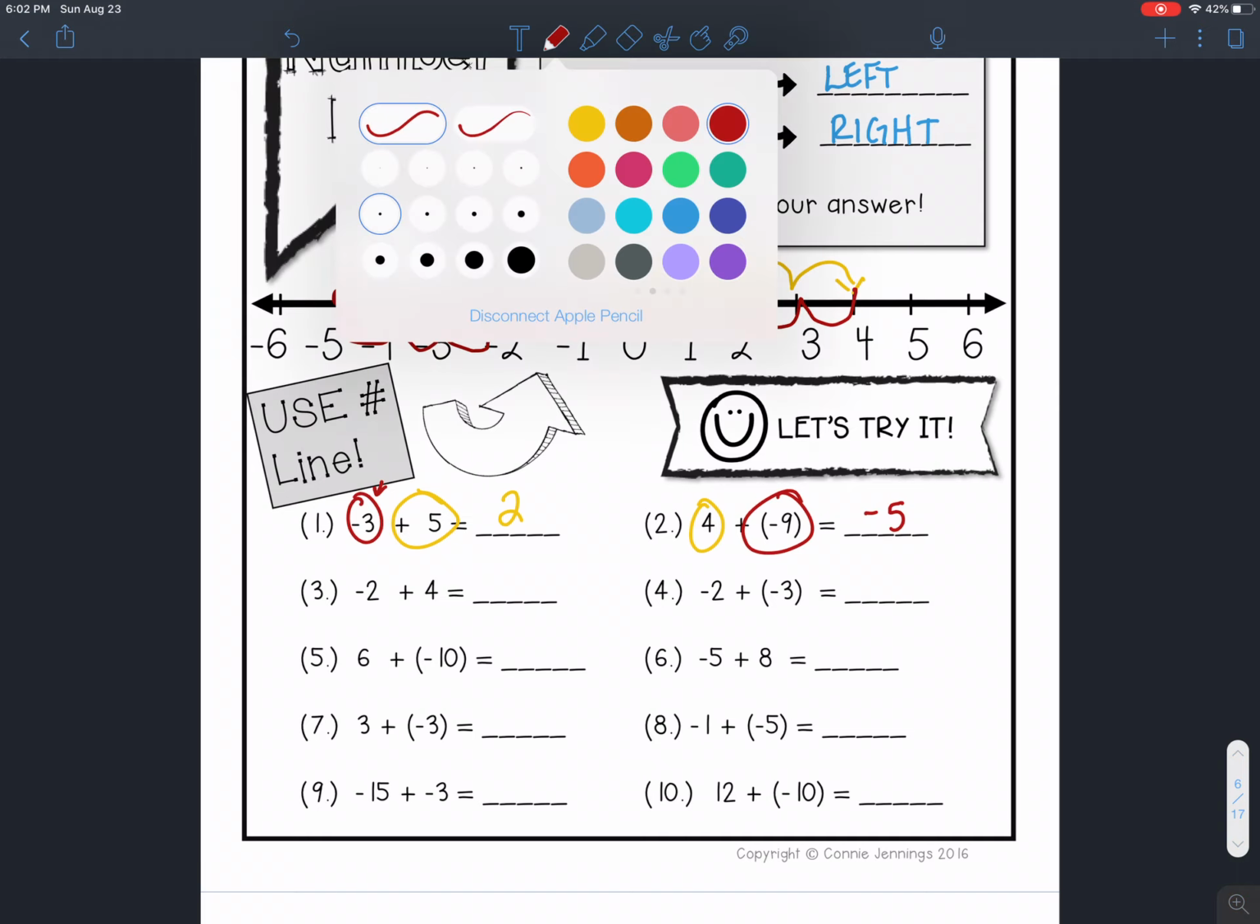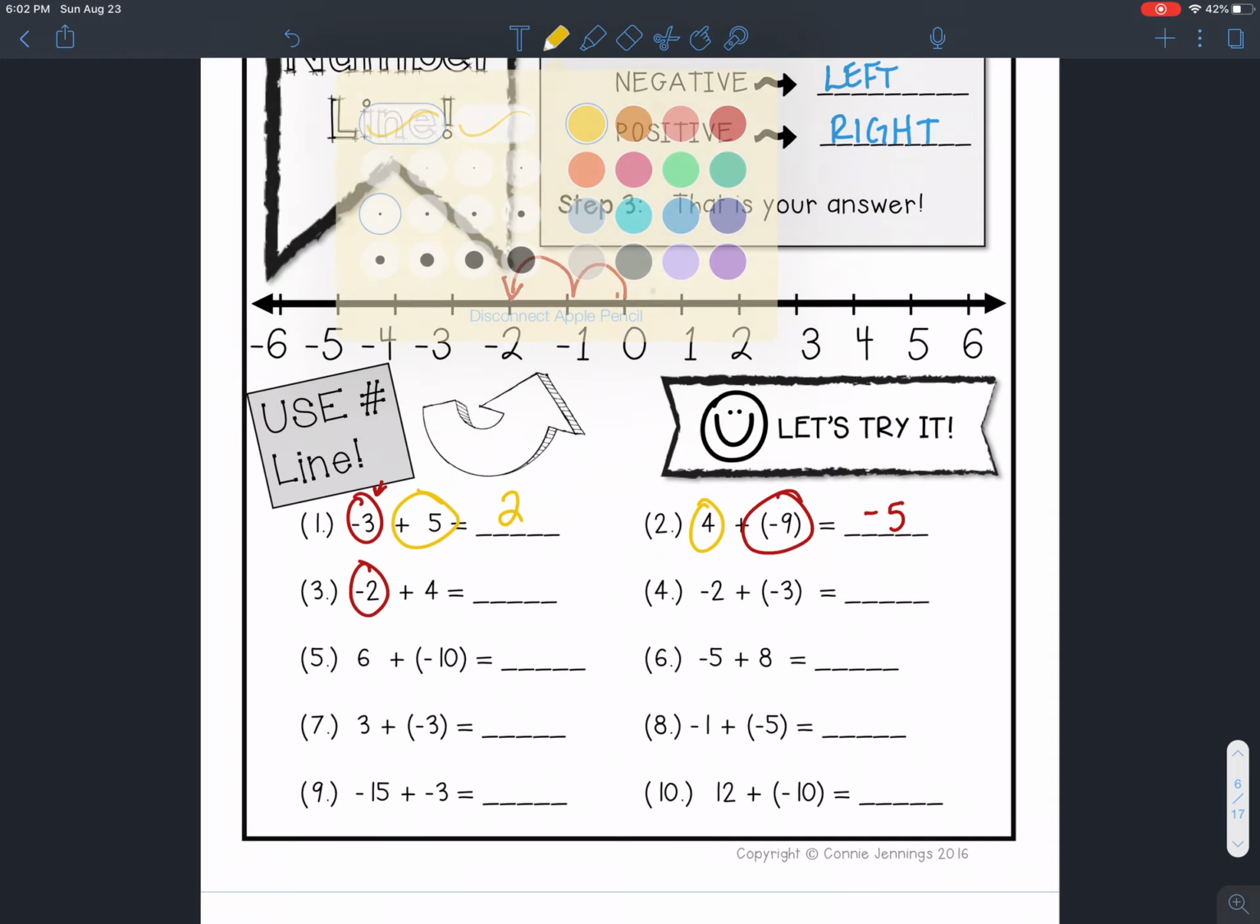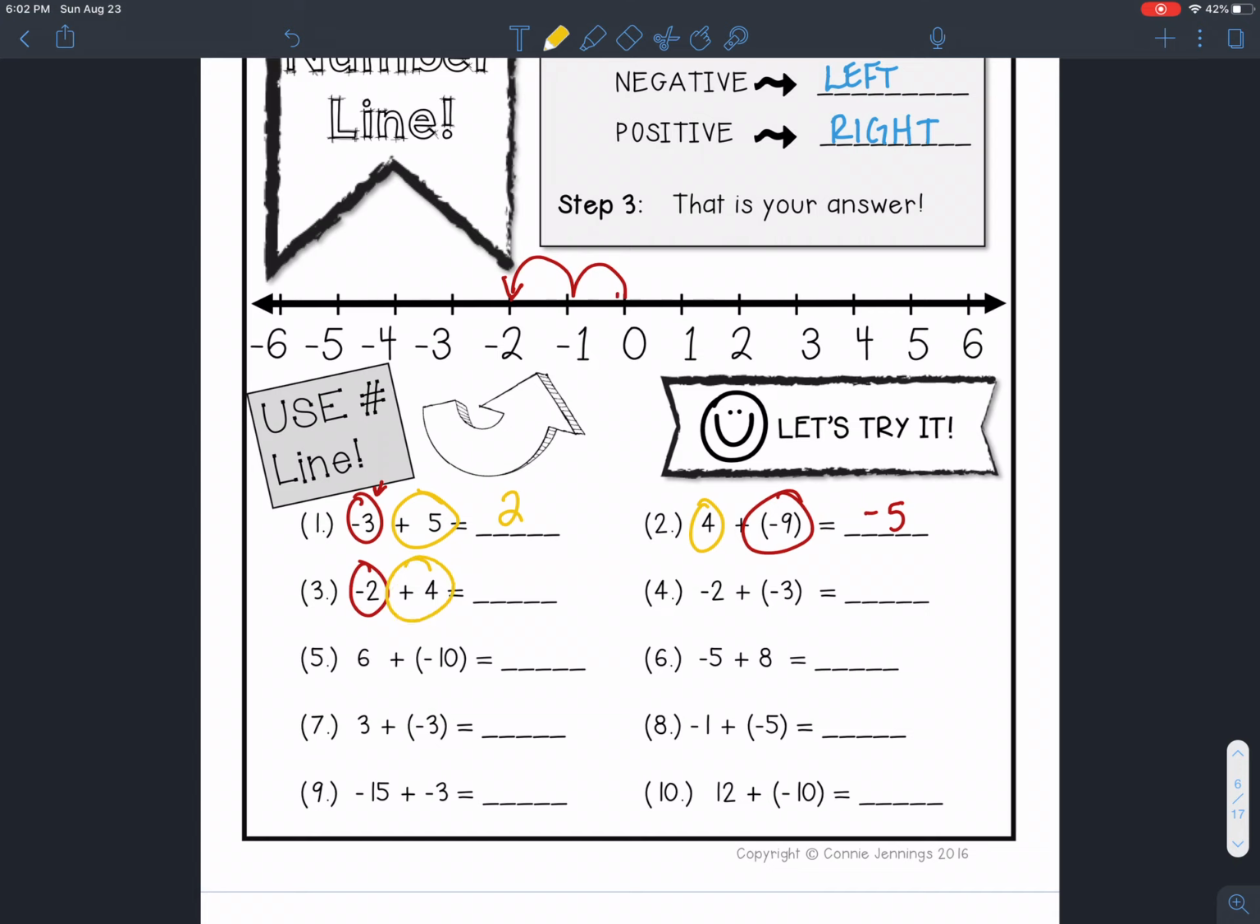We keep going. Our first number is a -2. So we're going to move down to -2, down 2 spots. We're already starting at 0, and we are at -2 now. But we're not done. We are going to move up 4. 1, 2, 3, 4. And that ends us up with an answer of +2.